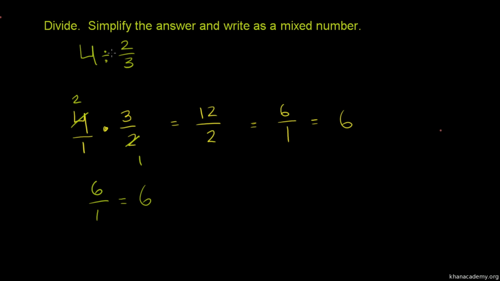Now, this could be a fun one to visualize. So let's think about what this is. 4 divided by 2/3. Let's draw 4 boxes here. So let's say I have 1, 2, we do it, separate them a little bit. 1, 2, 3, and 4. And you could view 4 divided by 2/3 as let's divide these 4 boxes into groups of 2/3 of a box and figure out how many groups do we have.